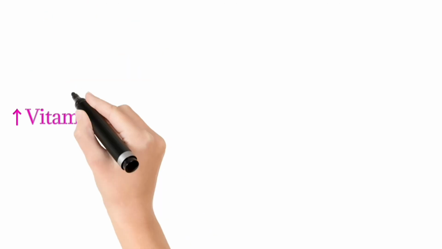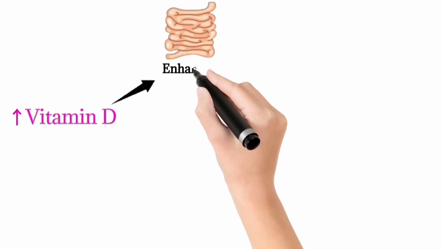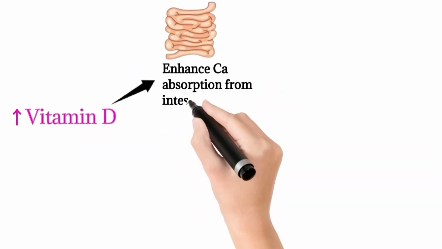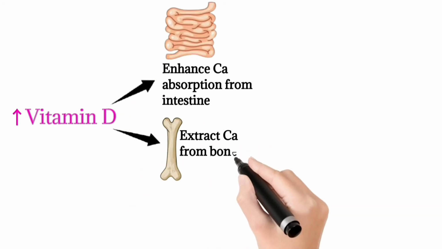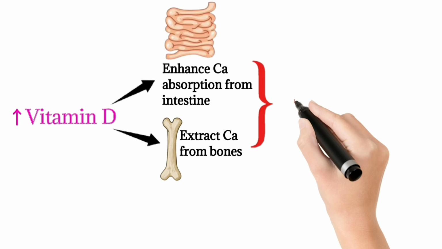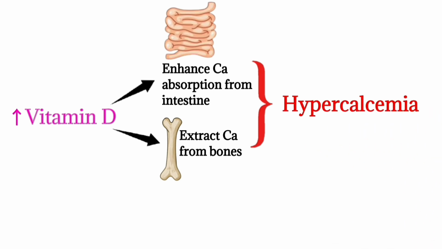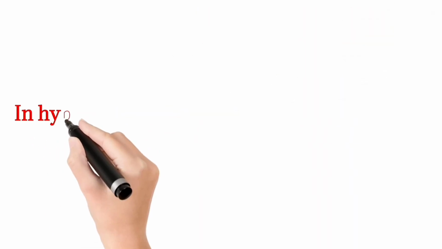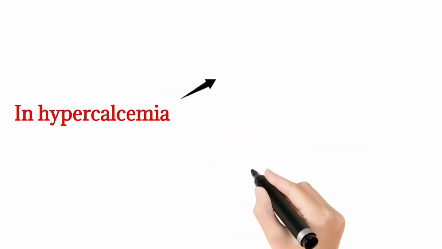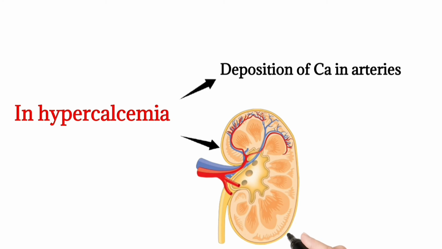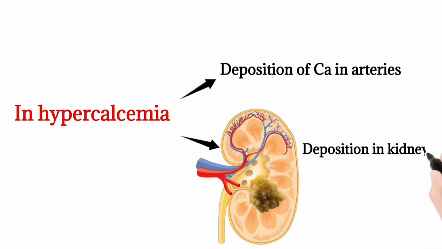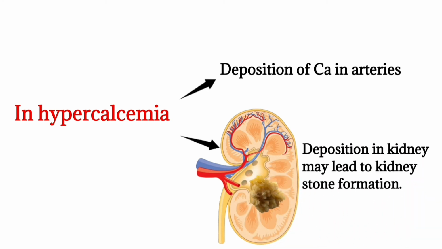Excess or increased vitamin D can enhance calcium absorption from the intestine and extract calcium from bones. It can lead to hypercalcemia. In hypercalcemia, there is deposition of calcium in arteries and in kidney, and deposition in kidney may lead to kidney stone formation.